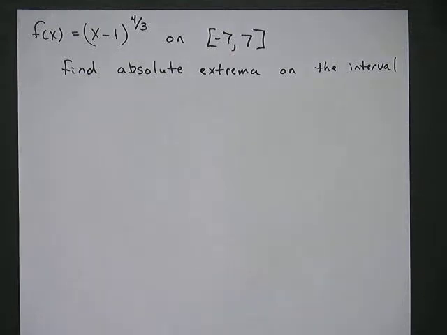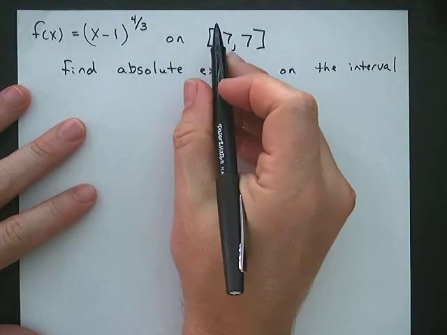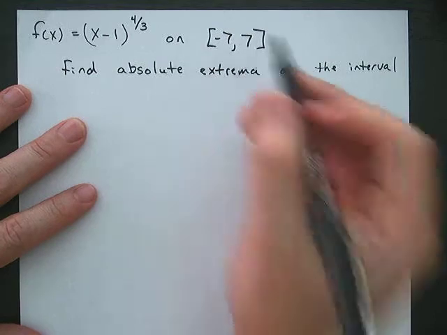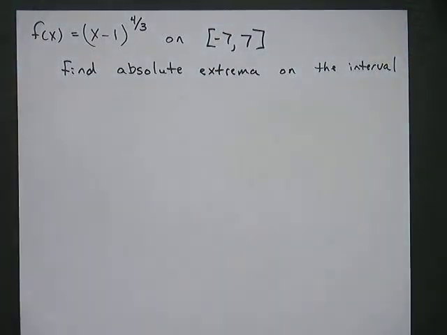We're given the function f of x is equal to (x minus 1) to the 4/3 power on the interval negative 7 to 7. Find absolute extrema on the interval. Okay, so the first thing that we should take note of is that this is a closed interval. What I mean by that is it has brackets, which means that we're including these endpoints, negative 7 and 7. So those could possibly be where the extrema are.